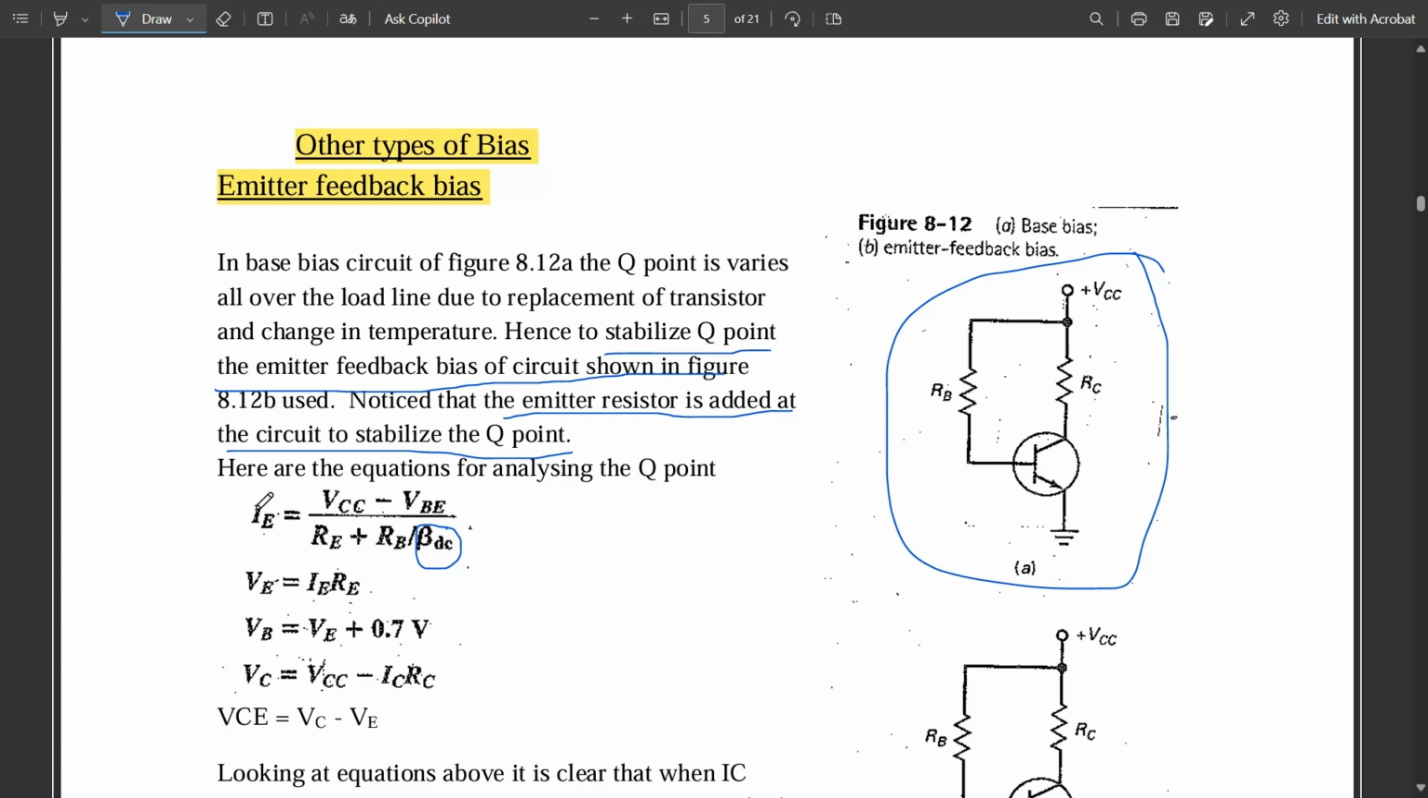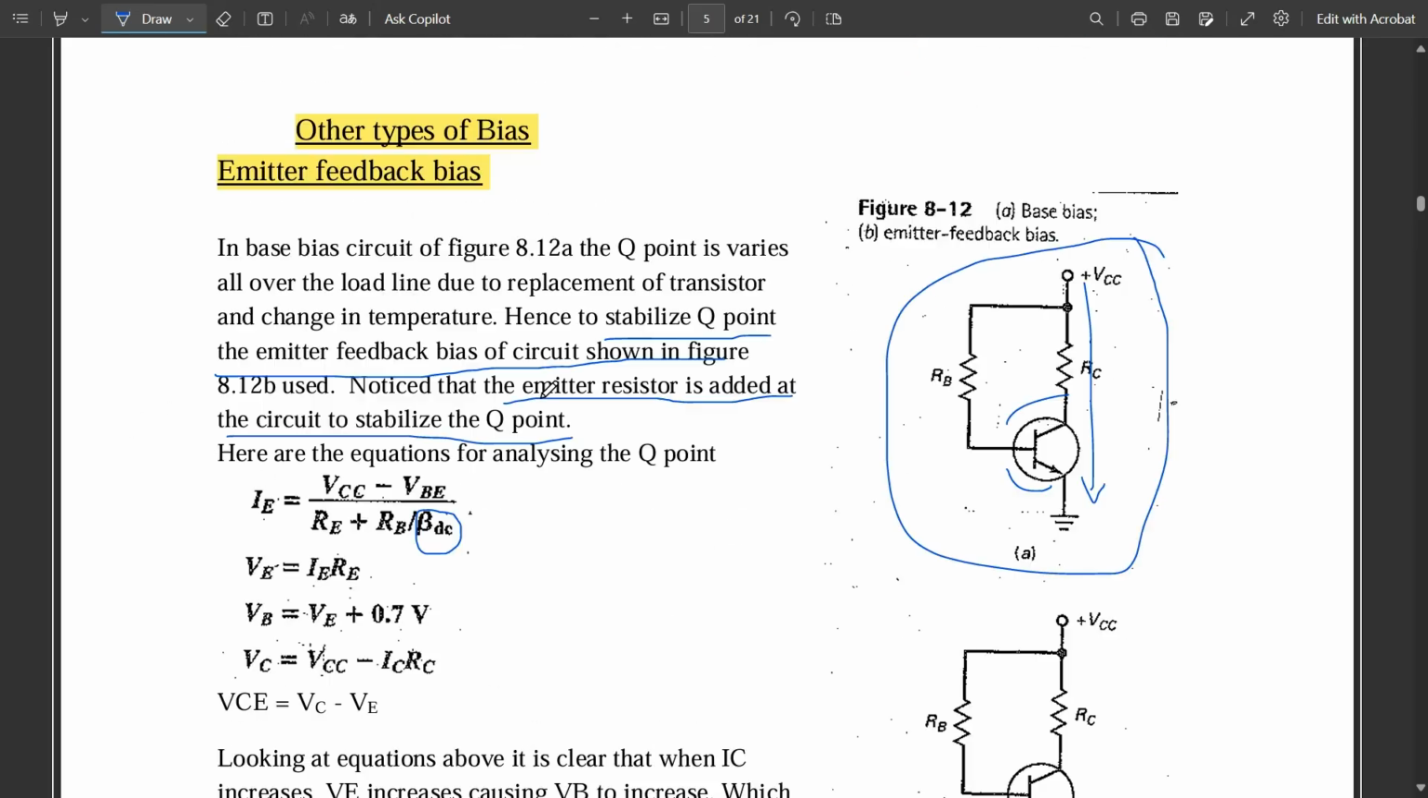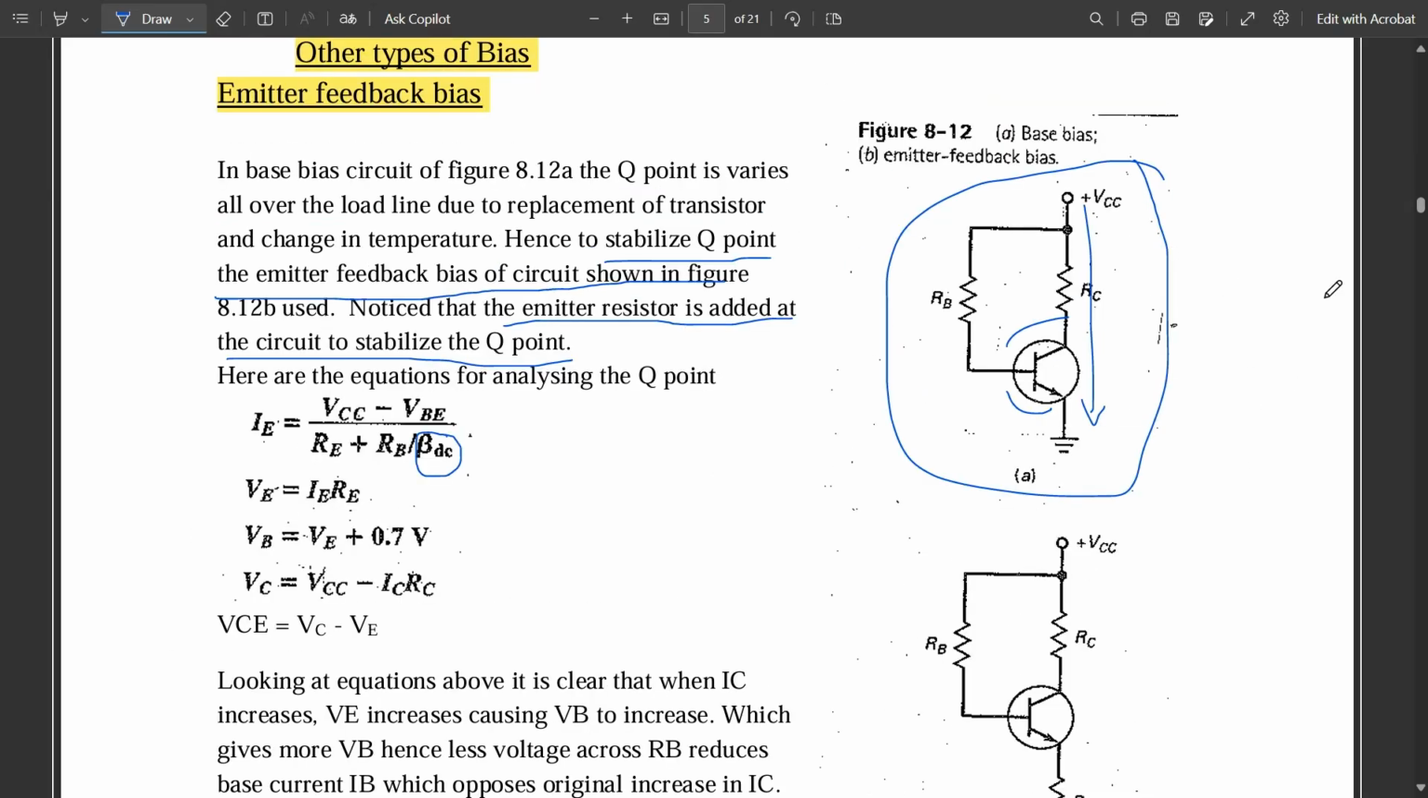Since I equal to V by R, in the case of voltage we have VCC minus VBE. This is the VBE voltage here, around this complete path, and the resistance is RE plus RB divided by beta DC. Why are we dividing it with the amplification factor? Because it is directly fed to the collector. Then VE is equal to IE into RE. VBE is equal to VE plus 0.7 volt. Then we have VC equal to VCC minus IC RC and VCE equal to VC minus VE. So these are the equations or steps for analyzing this emitter feedback bias.